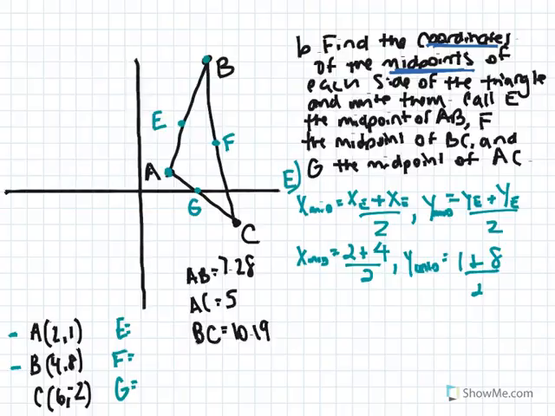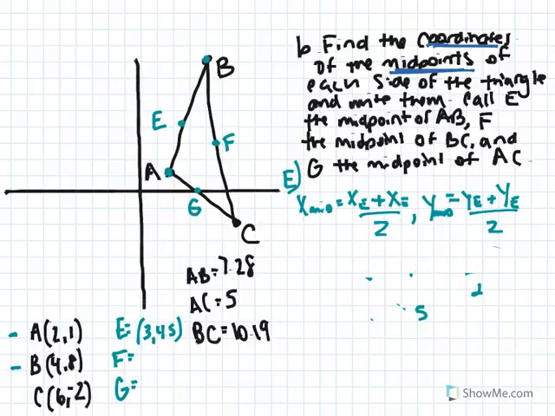And I get 2 plus 4 is 6 over 2 is 3. 1 plus 8 is 9 over 2 is 4.5. So E equals 3, comma 4.5. Does that make sense in the picture? Let's see. 1, 2, 3, 1, 2, 3, 4. This is hand drawn, but I think that makes sense. Okay, great. So we're going to do the same thing for the point F.